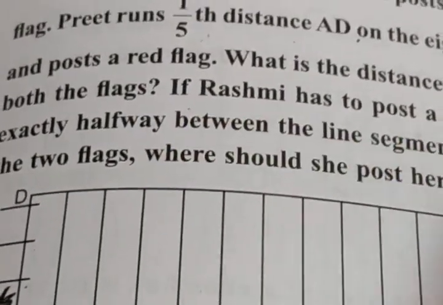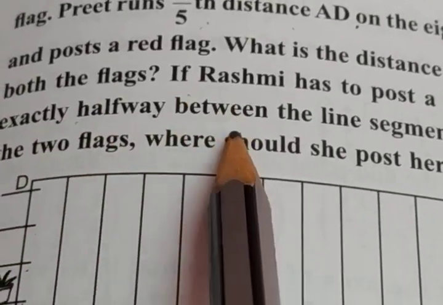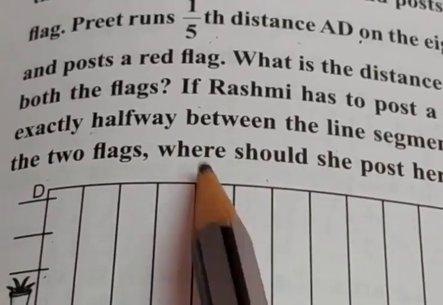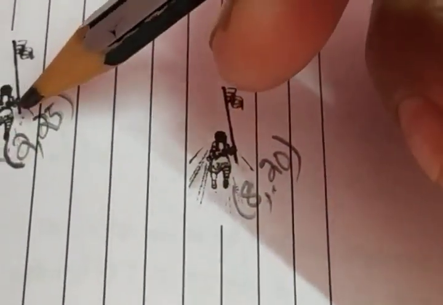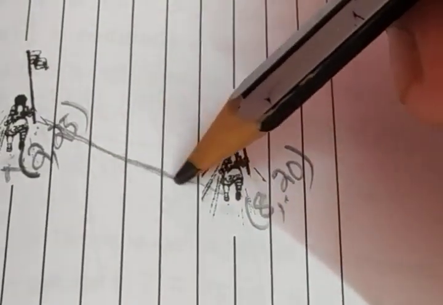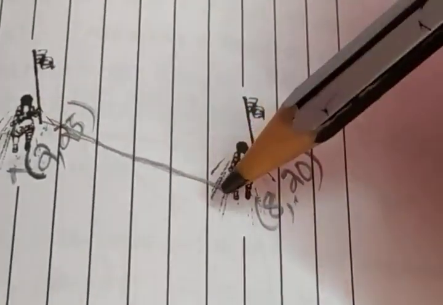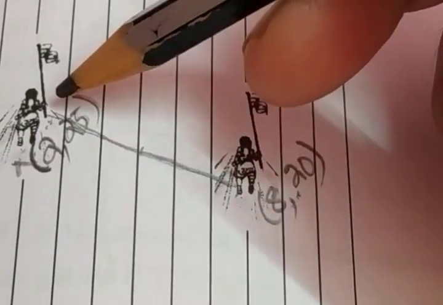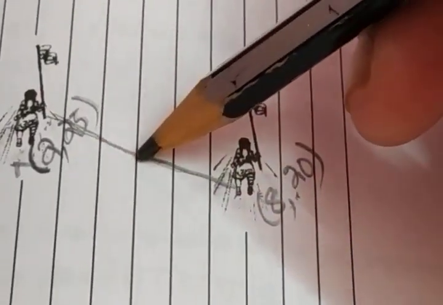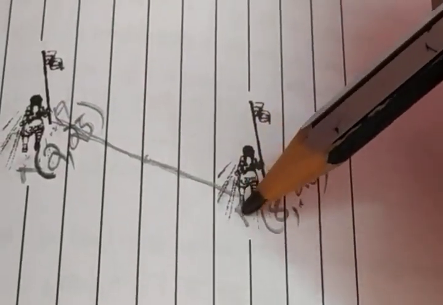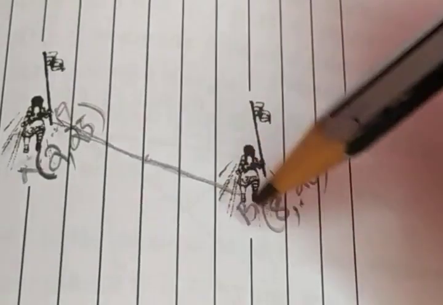Again, what's the second question? If Reshmi has to post a blue flag exactly halfway between the line segment joining two flags, where should she post? So what we have to do is, if I am joining these 2 points, we will get a line. And Reshmi has to post in the middle of this line segment. So that point will be the midpoint of these 2 points. If I am marking this as A and this as B, Reshmi has to post in the midpoint of AB.